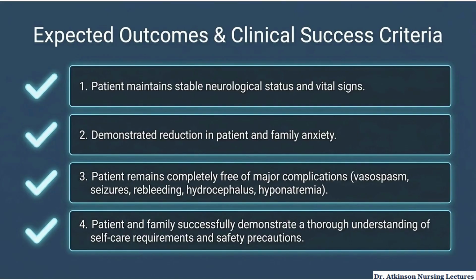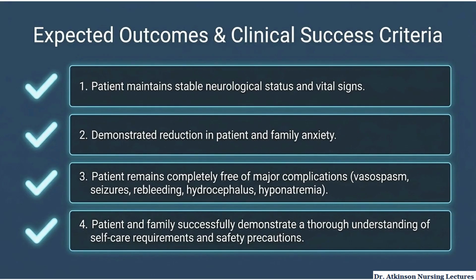Let's wrap this lecture up by looking at what successful management of hemorrhagic stroke should ultimately accomplish. First, we want the patient to maintain stable neurological status and stable vital signs. That means no worsening LOC, no new deficits, controlled blood pressure, and preserved cerebral perfusion. Second, we want to reduce anxiety for both the patient and the family. Hemorrhagic stroke is frightening, and clear communication and education are a major part of quality care. Third, our goal is prevention of major complications.